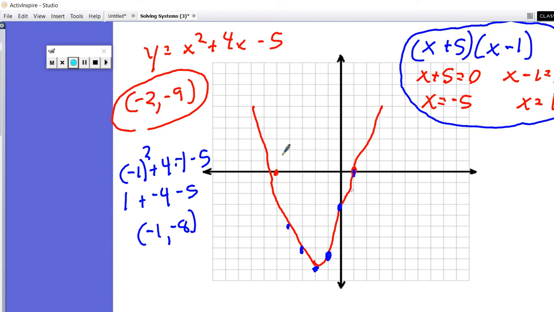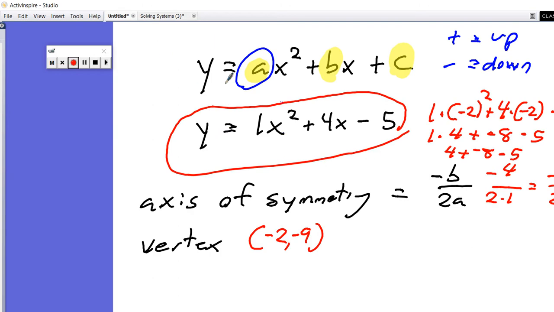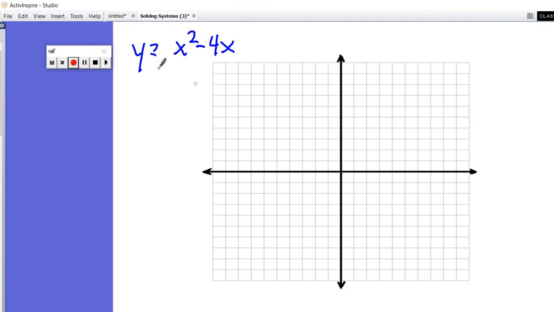Okay, example 2, graphing quadratics. Y equals x squared minus 4x. Now, if you're looking at this in equation, if I go back to the standard form of a quadratic, ax squared plus bx plus c, the first thing I'm going to try to find is the vertex. So I'm going to use the formula negative b over 2a.